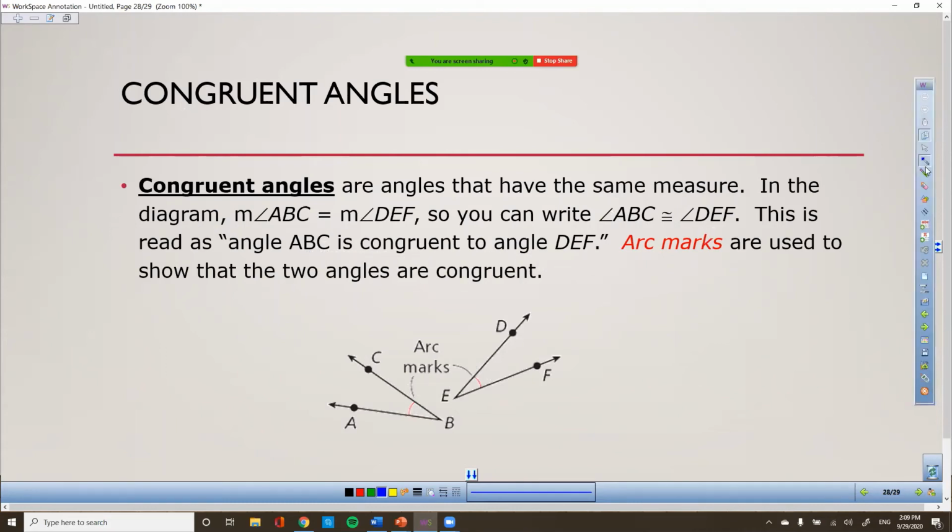And to depict that, we use something called arc marks. As you can see, these little marks right here, these arc marks are telling me that this angle is equal to this angle, that they're congruent to each other. So if this angle, let's say, is 30 degrees, since the arc mark is telling me they're congruent, this one will also be 30 degrees. They're the same measurement. So arc marks depict angles that are congruent to each other.